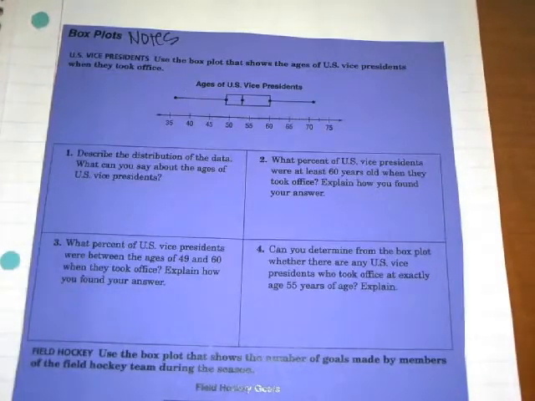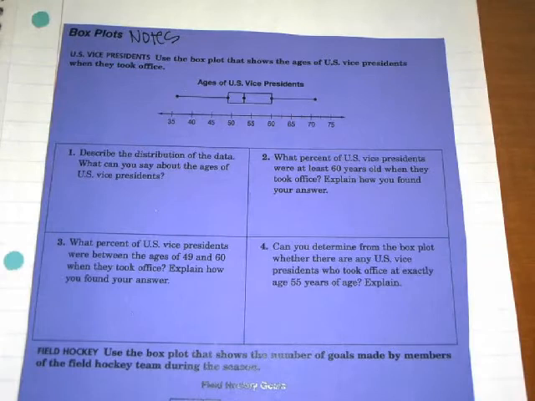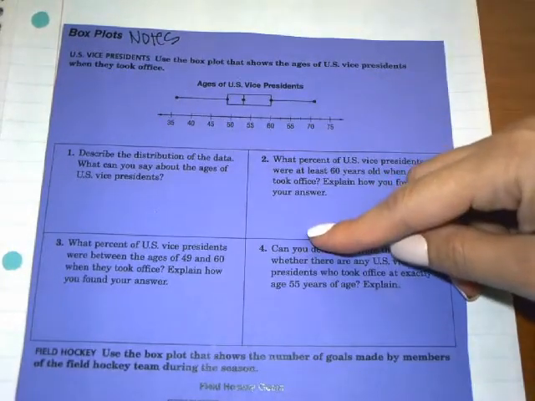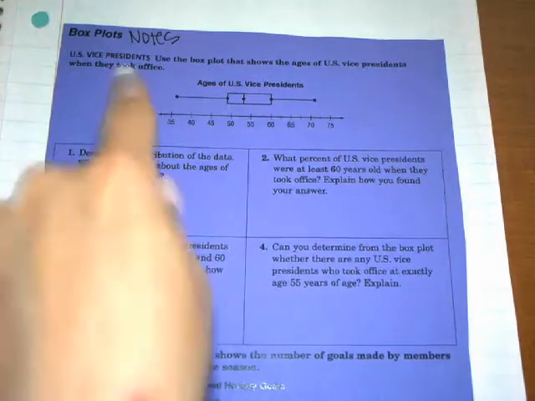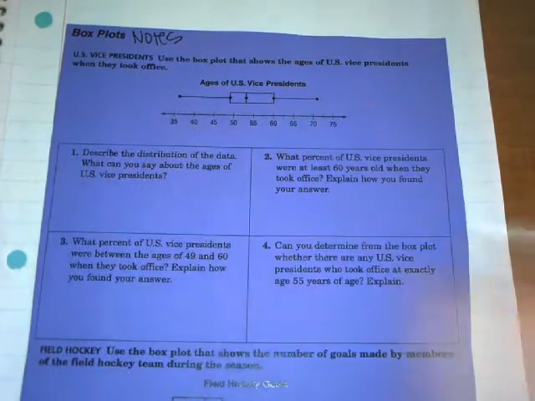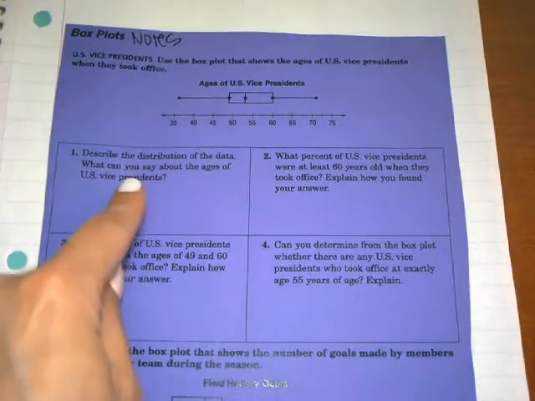On the purple page, instead of you drawing box and whisker plots, it gives you one. And you have to answer questions about it. Okay, so in this particular question, it's talking about the age of U.S. vice presidents when they took office. So how old each vice president was when they became in office. Okay, so question number 1.